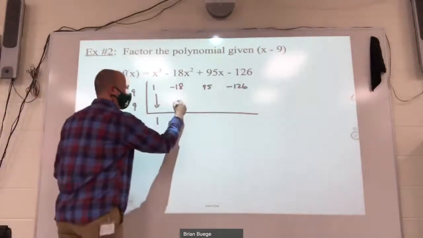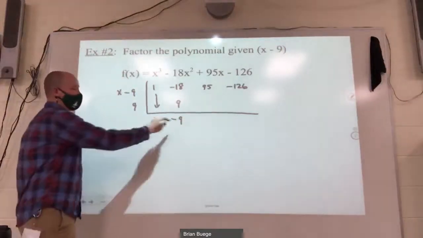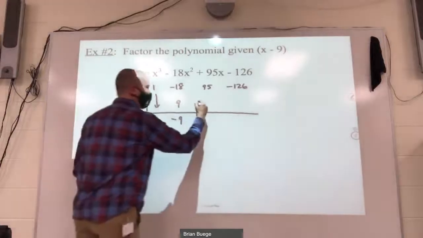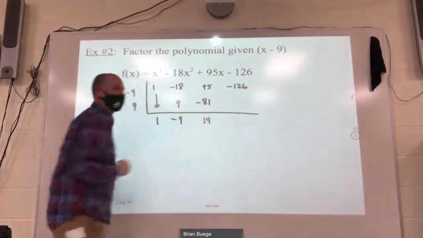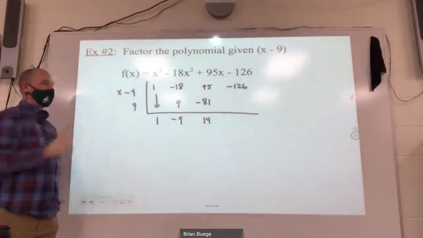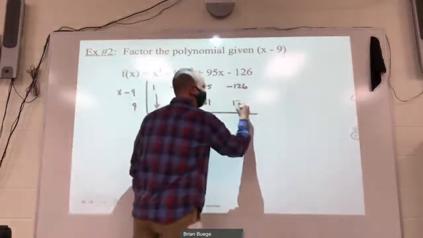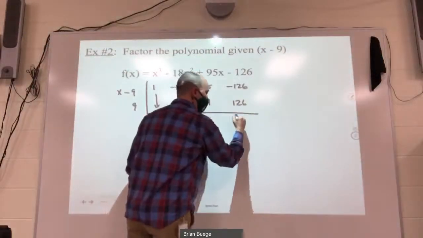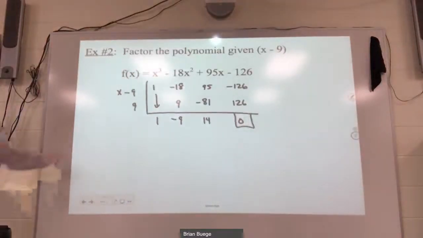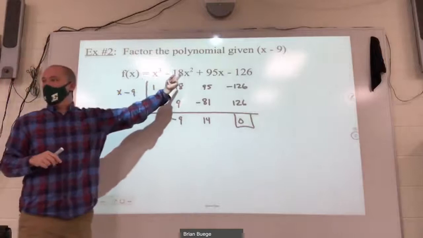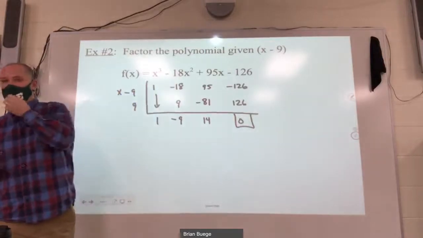1 times 9 gives you 9. Add those together, I get a -9. Multiply, I get a -81. Add, gets me 14. Multiply 9 times 14, and correct me if I'm wrong on this one, but I'm pretty sure that's 126. Which means when I add, I get 0. So here's my question. Is x minus 9 a factor of this cubic function? It is.